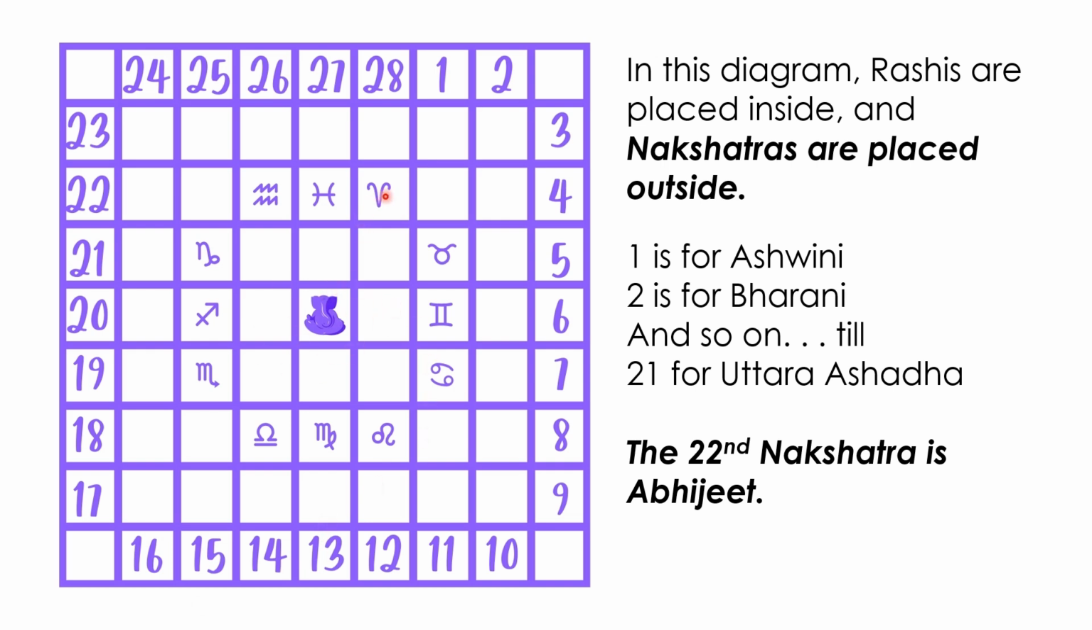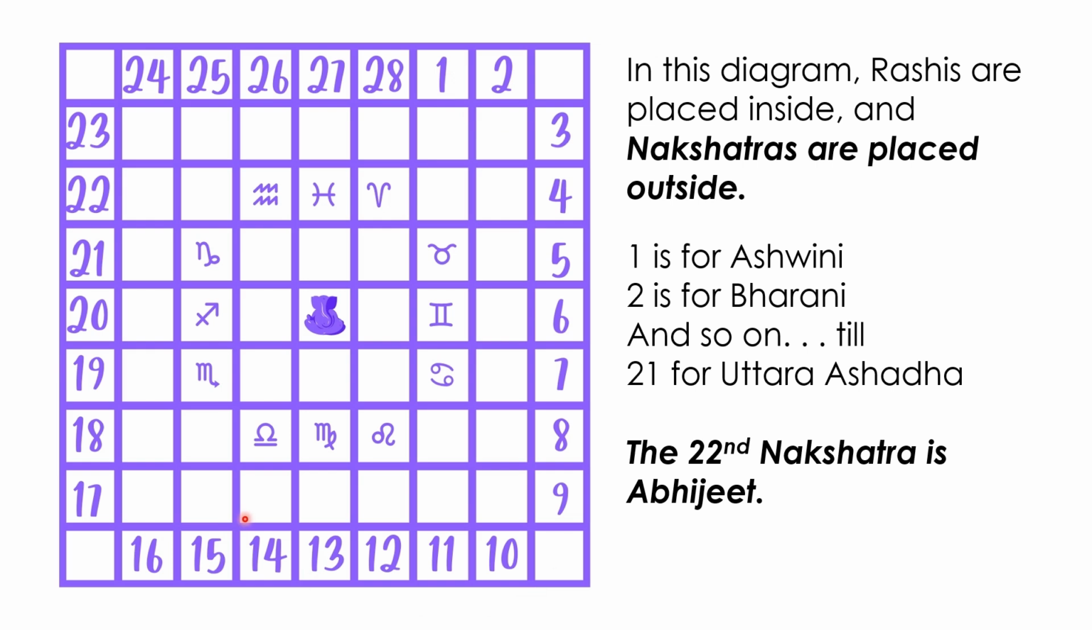And what we're going to do is, in this diagram we have expanded, or zoomed out, and the rashis are still exactly where I showed you earlier, and we have placed the nakshatras on the outside circle. So this is Aries, and at a diagonal from Aries we have the first nakshatra of Aries, that is Ashwini, Bharani, Kritika, and so on.